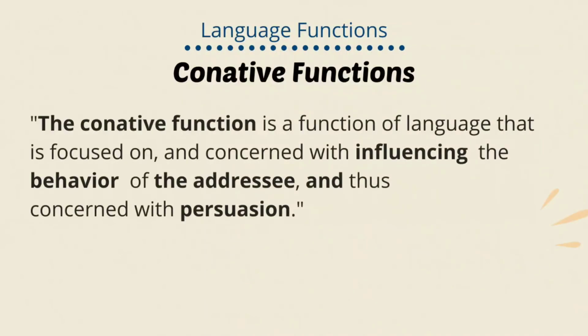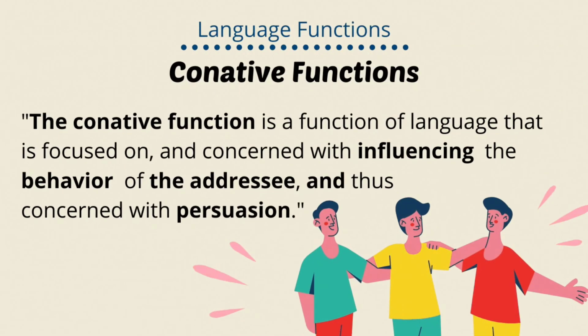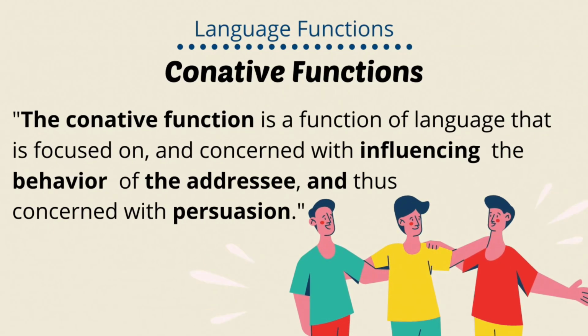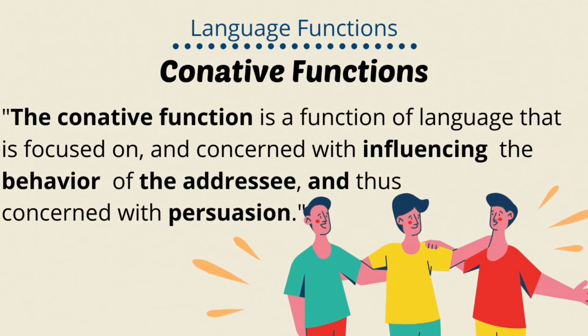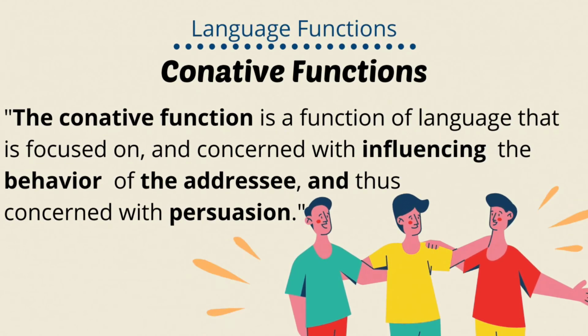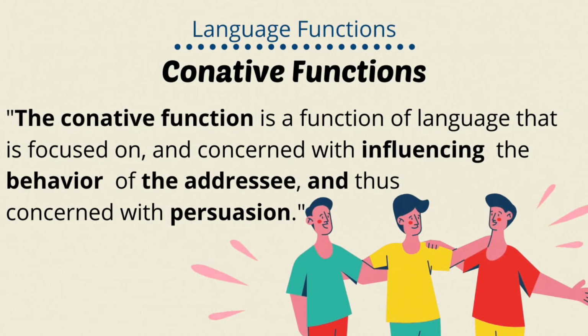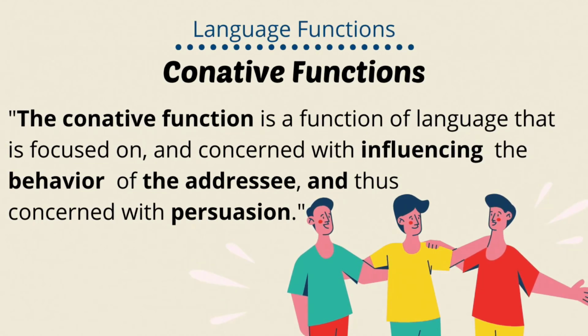Okay, now let us discuss the conative function. The conative function aims to cause a reaction in the receiver. According to Tribes 2017, the conative function is a function of language that is focused on and concerned with influencing the behavior of the addressee and thus concerned with persuasion. The conative function is a function used to influence a person with speech to perform an action that the speaker or sender says.